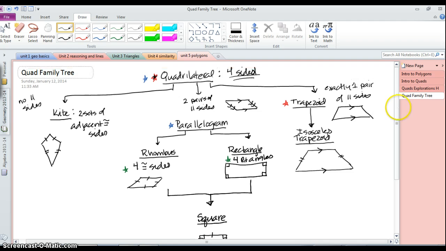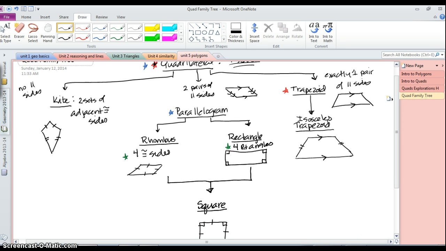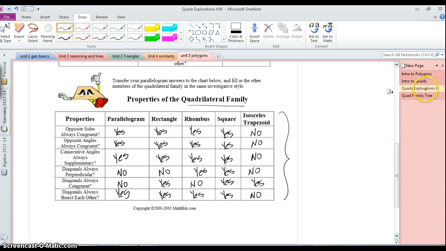Okay, so this is a picture of the quad family tree. Now what I want you to do is, first off, you've got to have this quad family tree in your notes. So if you weren't copying this down, this would be a good time to pause the video and get all this stuff in your notes. The second thing that you need to do is go back to the homework, and input all of the information from this chart here into your quad family tree.